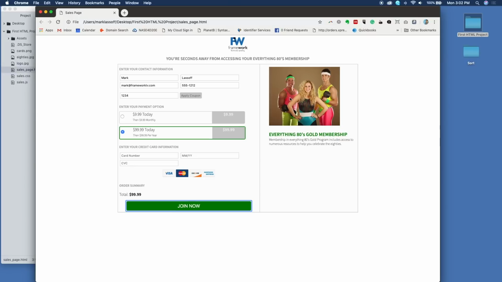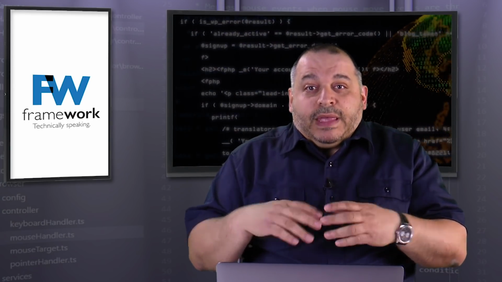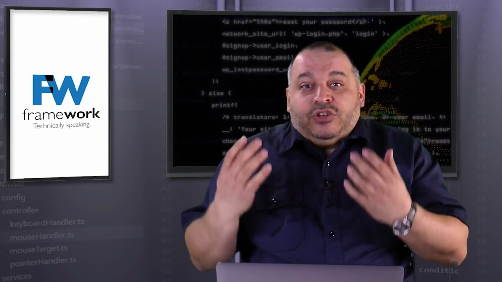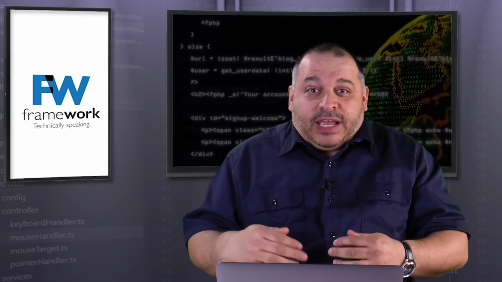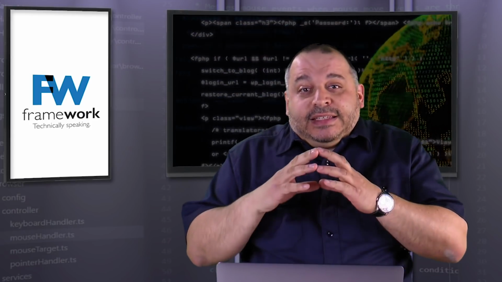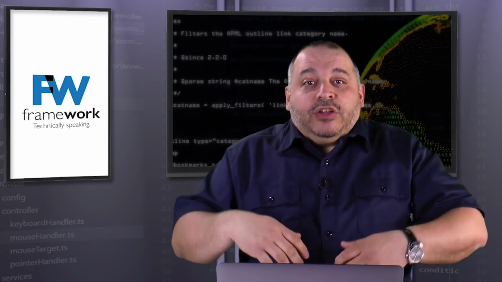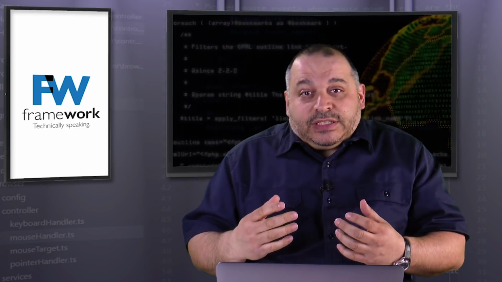On the right-hand side of the form is a little summary of what they're ordering, the Everything 80s Gold membership. Now you should realize this is a non-functional form in that when you click the Join Now button, nothing happens. We haven't wired it up to an e-commerce site or database or any of that. This is simply the front-end HTML, CSS for styling, and JavaScript to make the interactivity work. So we're only using the front-end technologies and mainly the HTML and CSS.